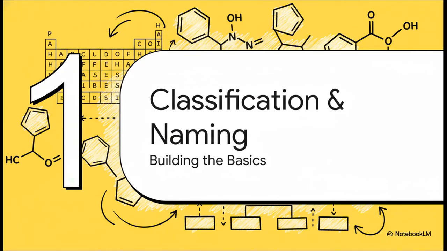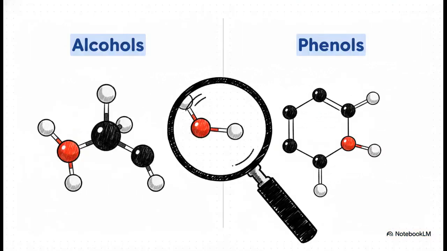Okay, first things first. We've got to build a solid foundation by really understanding how we classify and name these compounds. Trust me, if you get this right, everything that comes next gets a whole lot easier. So what's the one crucial difference between an alcohol and a phenol? It's all about where that OH group is attached. For alcohols, it's on a chubby sp3 hybridized carbon. For phenols, it's directly on a flat sp2 carbon in a benzene ring. This one tiny difference, honestly, it changes everything.